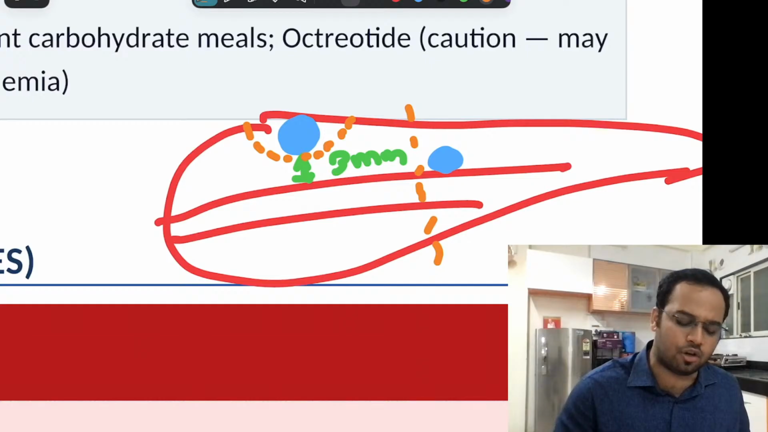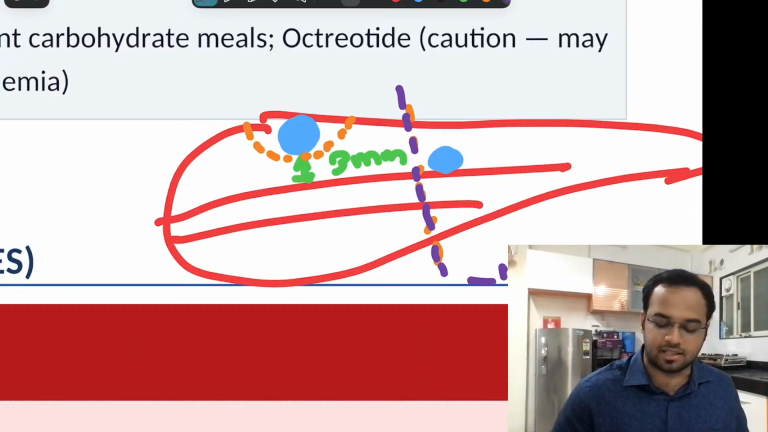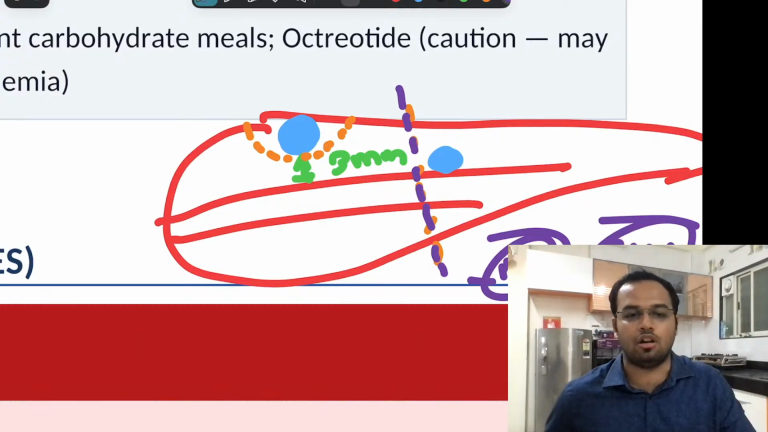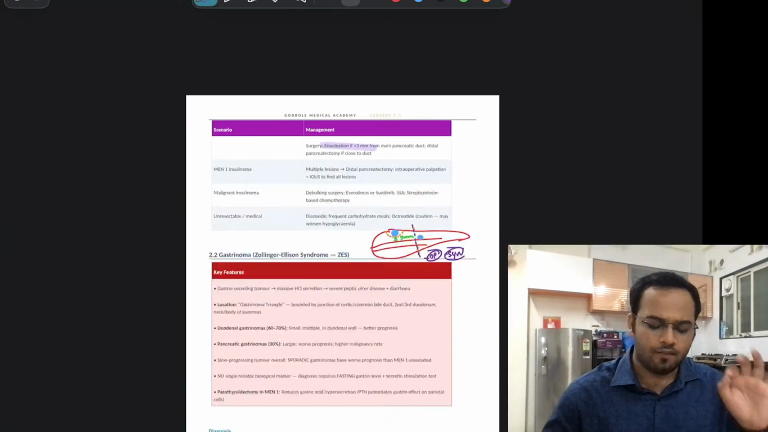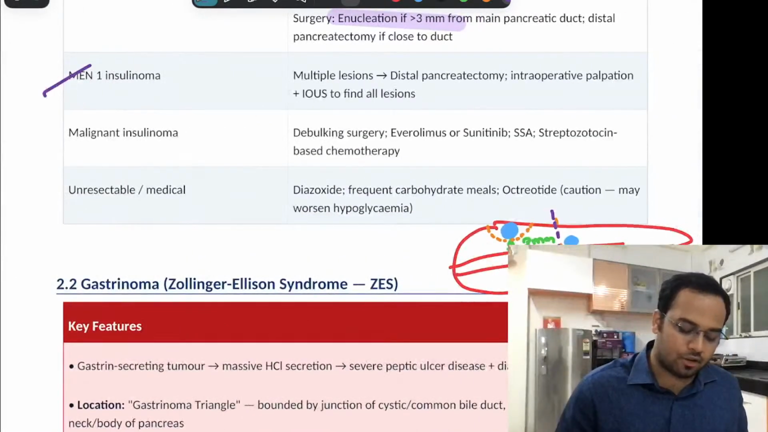So any syndromic patient, if it is a diagnosed MEN syndrome patient, the management is always and always going to be a distal pancreatectomy whenever it is associated with a syndrome. So if there is a syndromic association, always and always you are going to go for a distal pancreatectomy, no compromise. Very much important fact. If it is MEN1, there can be multiple lesions.